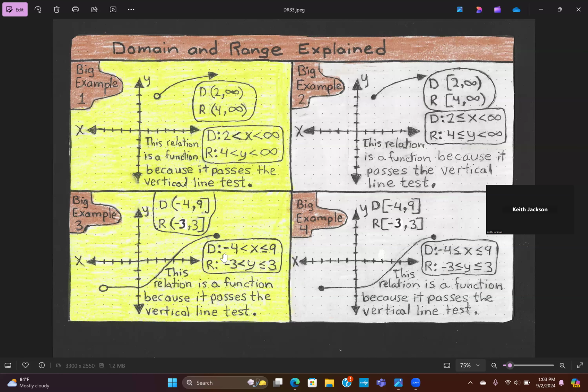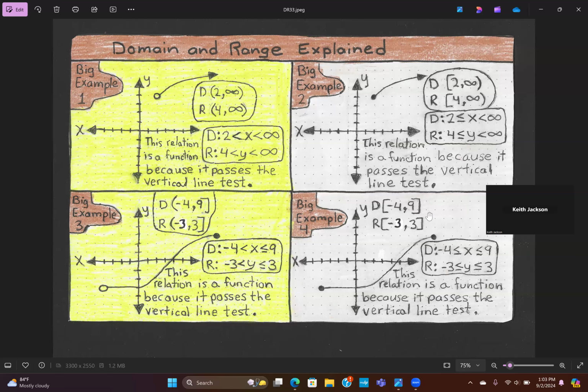And your algebra teacher may like for you to write it like this: for your domain value, in which x is less than or equal to 9, but greater than -4, while the range value we have right here, where y is less than or equal to 3, but greater than -3.